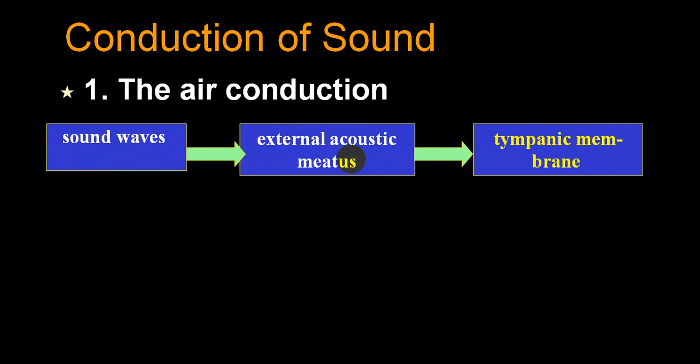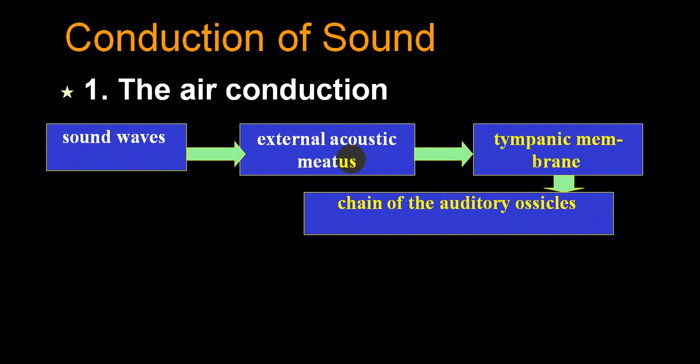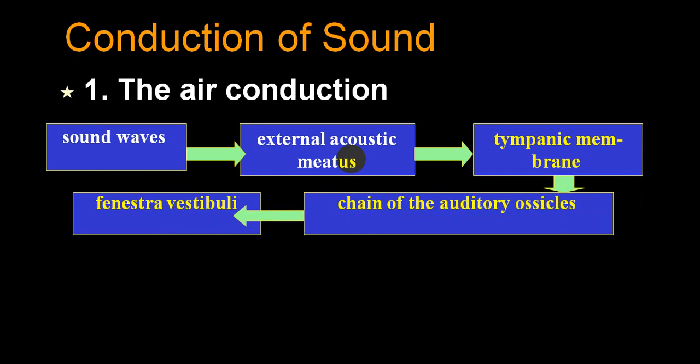Then it will vibrate the tympanic membrane. There will be vibration of those three bones, malleus, incus and stapes, which we call auditory ossicles. You will have a fenestra vestibuli, which is present in the inner ear, where the stapes bone will move with movement of these three bones and with the help of one muscle we call stapedius muscle, which receives the nerve supply from the facial nerve.